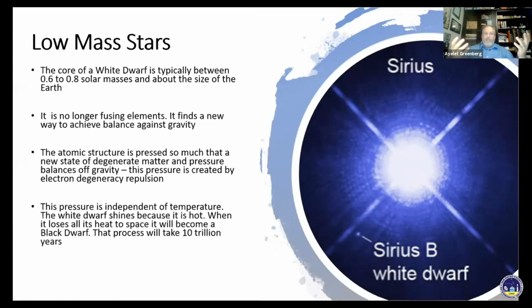So how does it stay in balance? You've got all this material. There's still a lot of material there. Think about it. 60 to 80% of what made up the star is still there in the form of a carbon-oxygen core. And there is no fusion. So where is the energy or the force that's balancing out gravity? Well, we now have something else kicking into play here, which is electron degeneracy.